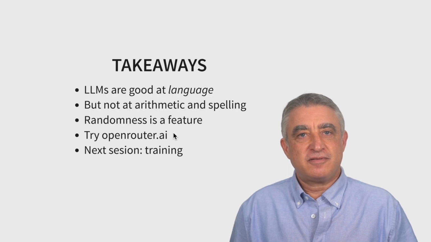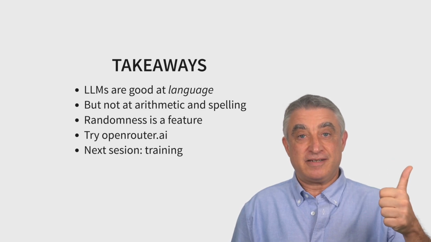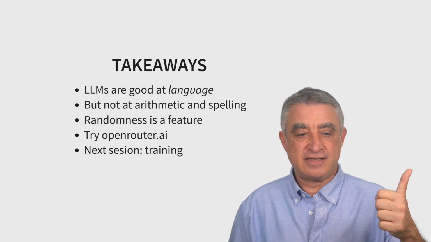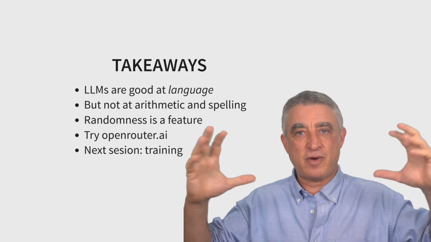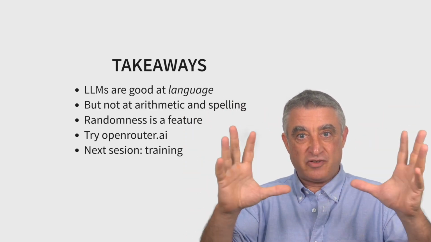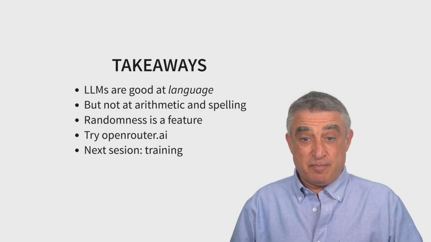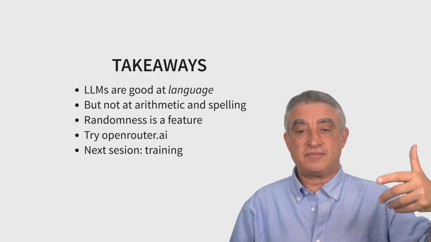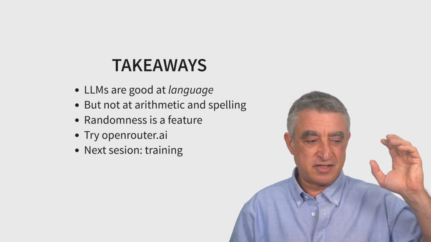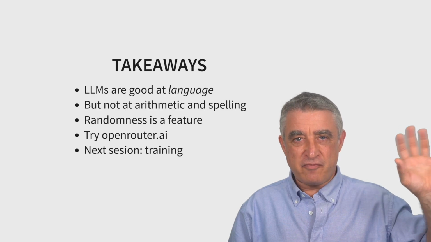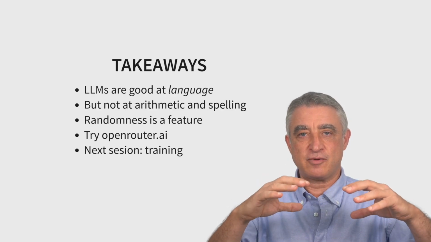Okay, so what are our takeaways? Large language models are really good at language. That's what they were made for. And the base model is a kind of compressed version of all that text on the web. So it kind of is a compressed version of language, as well as the facts in those web pages. But it's not good at arithmetic and spelling and that kind of stuff. And there's a whole bunch of stuff that they're not good at. So I think hopefully you've got a little bit more of an intuition as to how the base brain of a large language model is created.